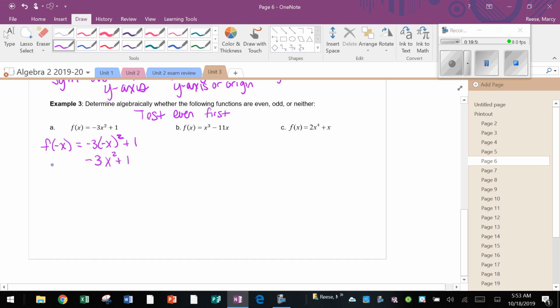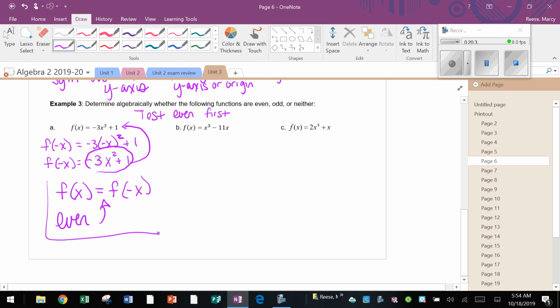It's squared. So that is the result of f of negative x. And you can see that this is the same as the original, right? So in this case, the original f of x function is equivalent to f of negative x. So we say it's even because of this. And yes, you have to write this whole piece here to prove that it's even.